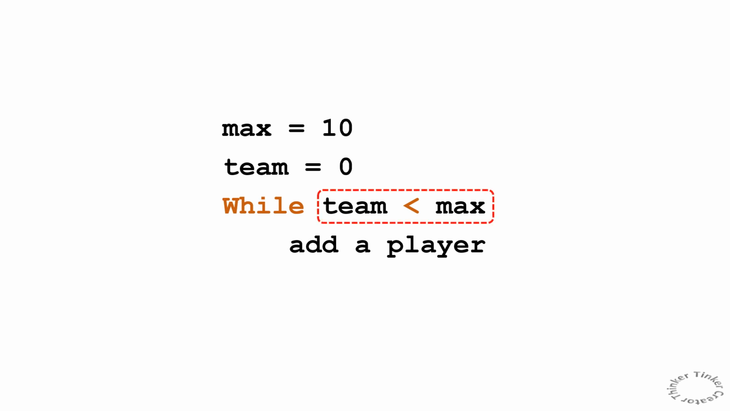Here's the condition. Here's the action inside the loop. Each time we add a player, the value of the team increases. Eventually, the condition becomes false, and the loop ends.